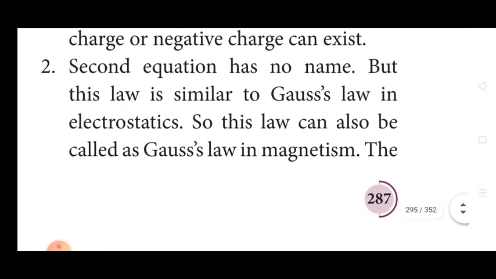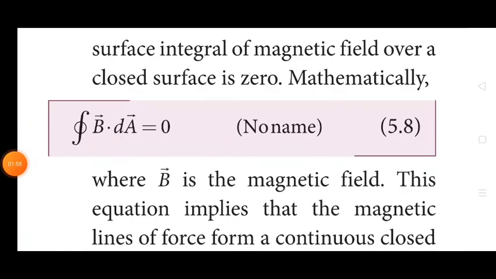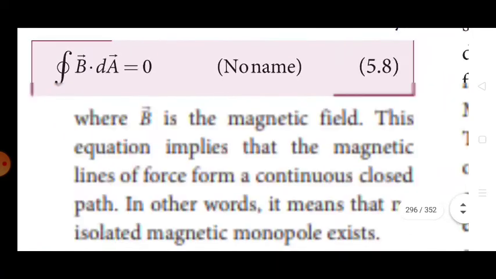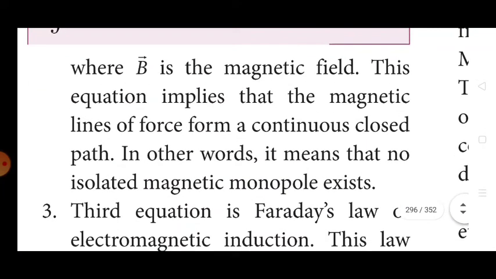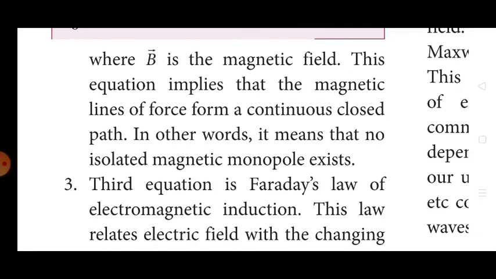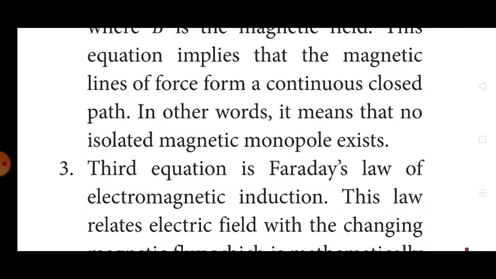The second equation has no name, but this law is similar to Gauss law in electrostatics, so it can also be called Gauss law in magnetism. The surface integral of the magnetic field over a closed surface is 0. Mathematically, closed integral B vector dA vector is equal to 0, where B is the magnetic field. This equation implies that magnetic lines of force form continuous closed paths. In other words, no isolated magnetic monopoles exist. That means no isolated north pole or south pole exists.